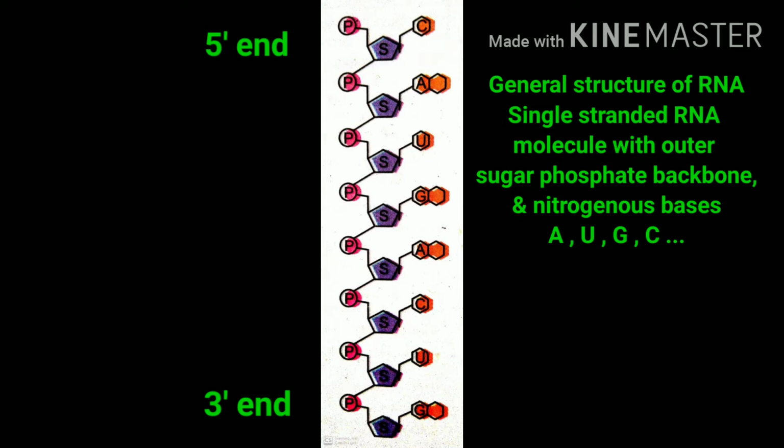RNA is a long chain of polynucleotide molecules joined by phosphodiester linkages. So, as you can notice in the figure, the outermost is a sugar phosphate backbone, and to that sugar phosphate backbone, nitrogenous bases are attached. Like DNA, RNA also has the polarity, that means it has two ends. One is 5' end and other is 3' end.